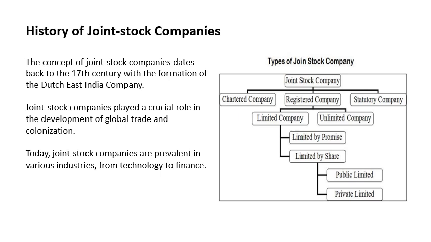There are some types of joint stock company. Joint stock companies are of three types: the chartered company, registered company, and statutory company. In the registered company, there are two types of companies: limited companies and unlimited companies. In the limited companies, there are two: limited by guarantee and limited by shares. Among the limited by shares, there are another two: public limited and private limited.